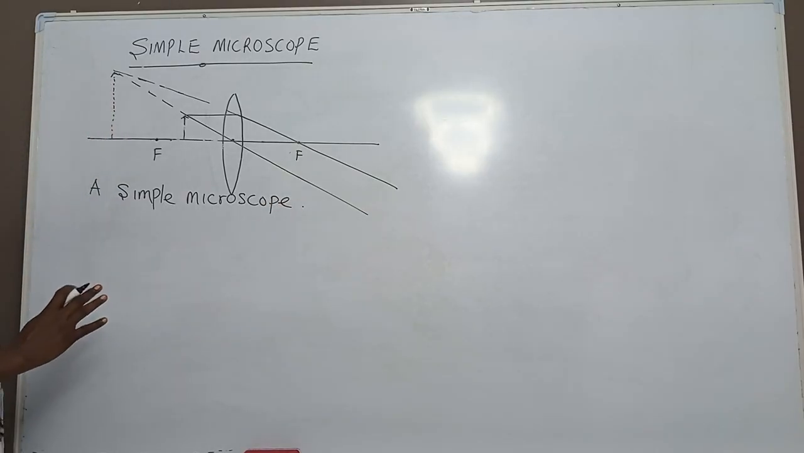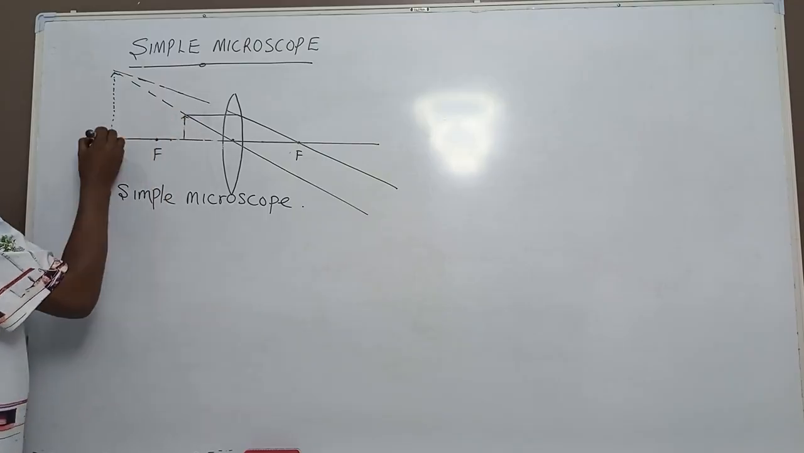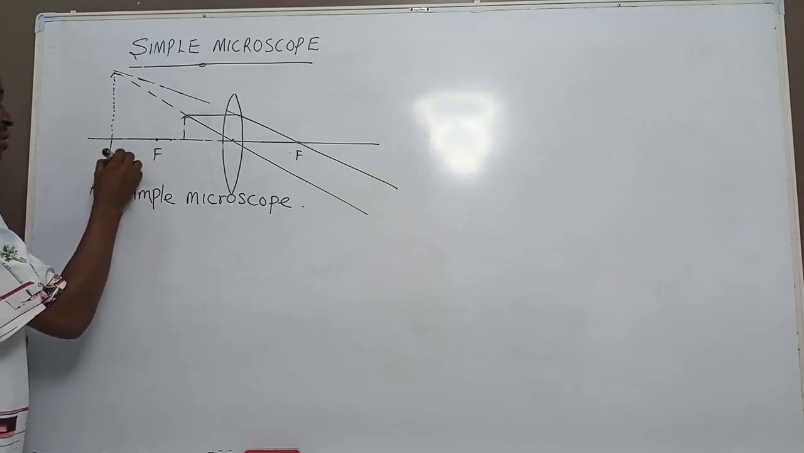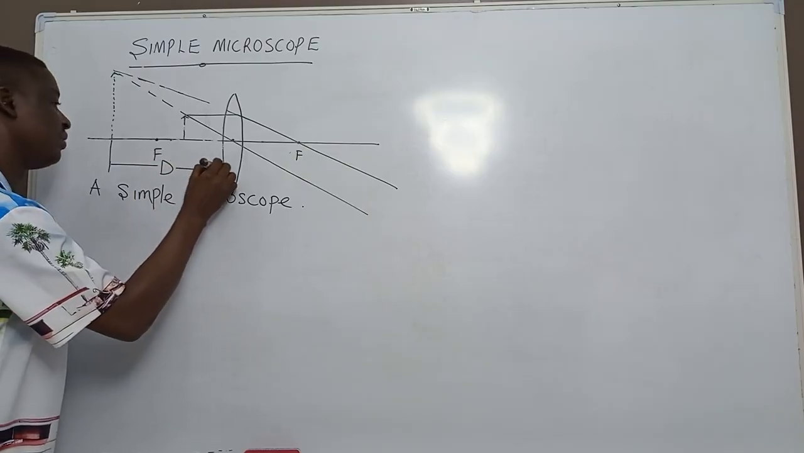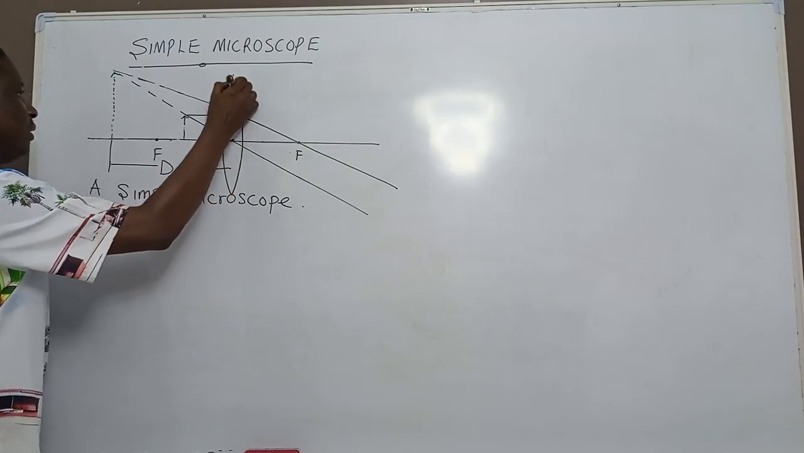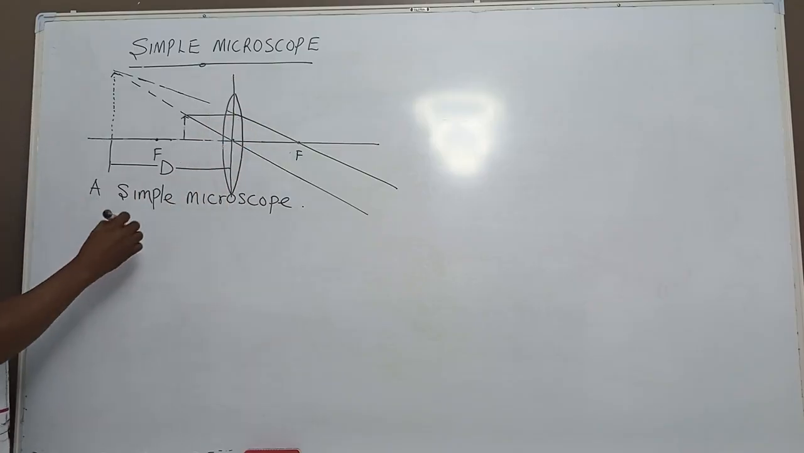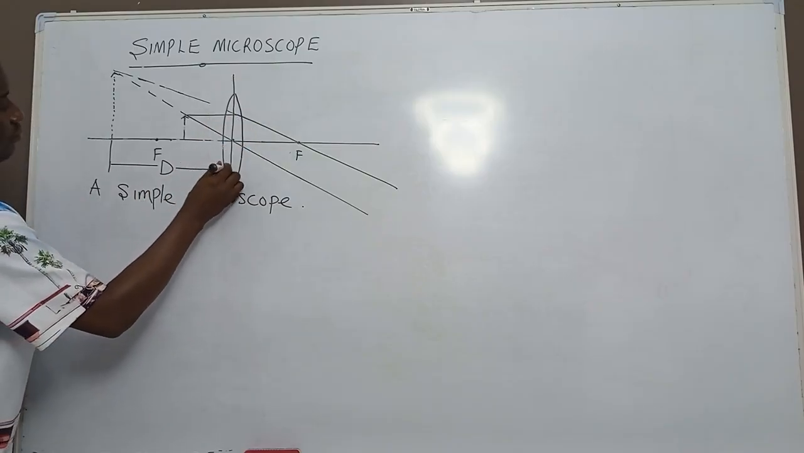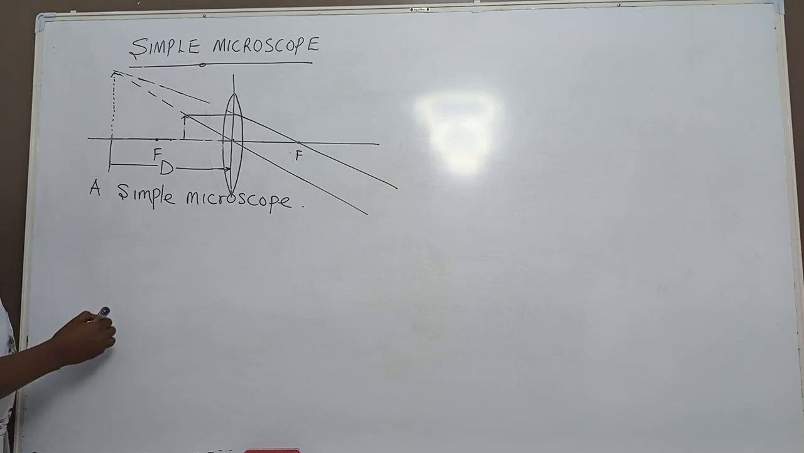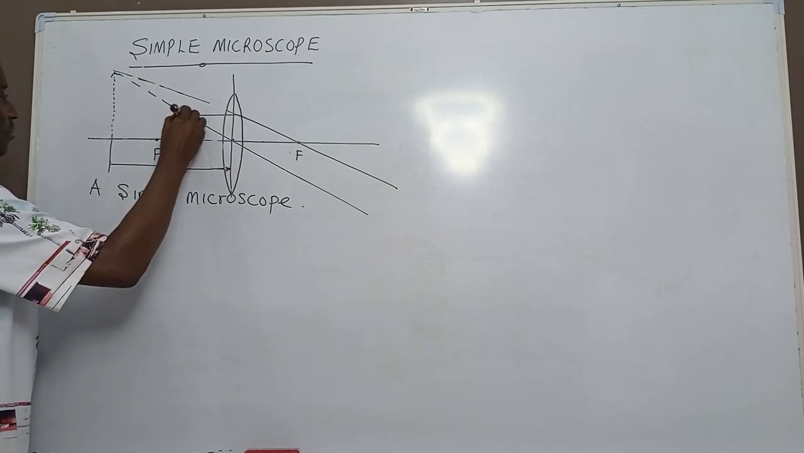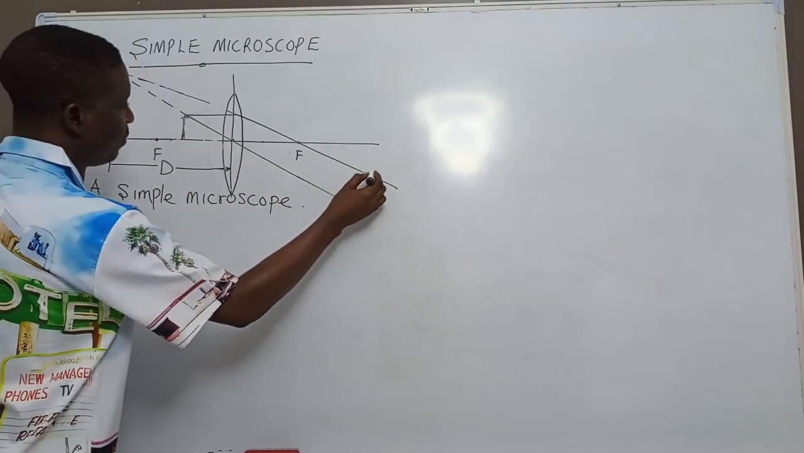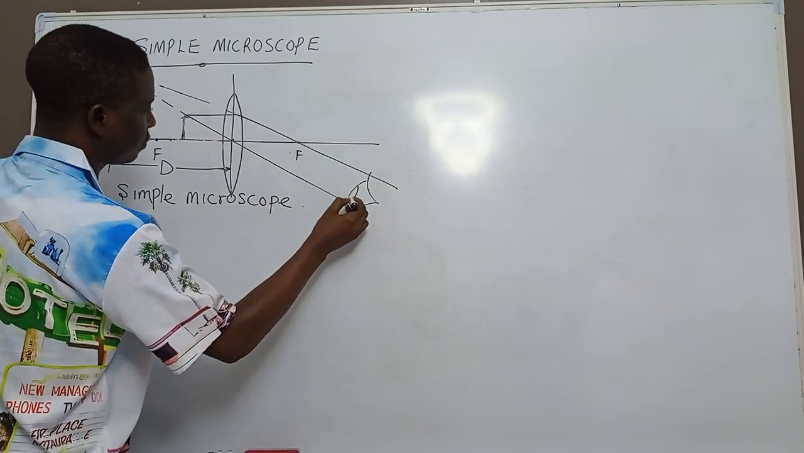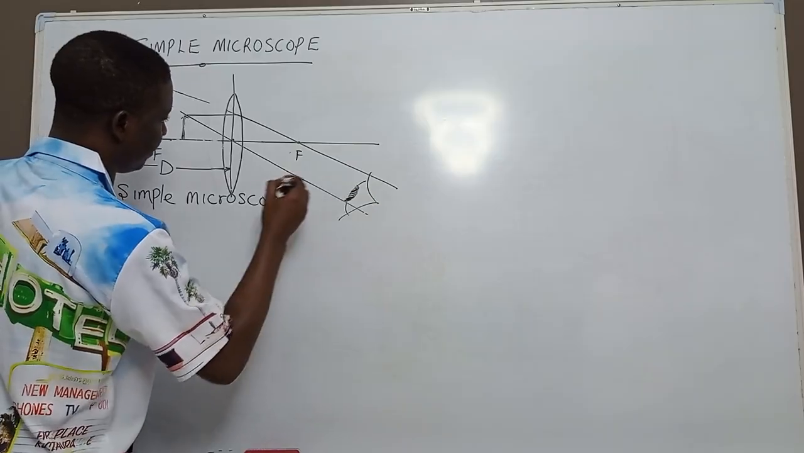Now in this simple microscope, we check. This is the image. Let's call this one, from here to this place, D. I will tell you what D means. Let me indicate this one as the center direction. Now this is the object. The eye will be here. We have the eye placed here.